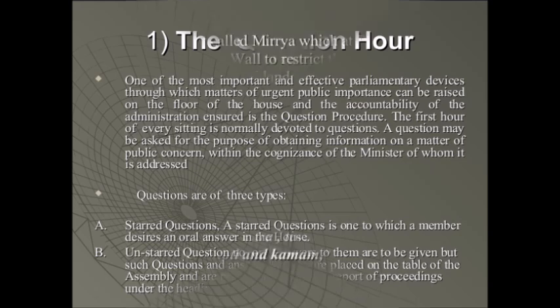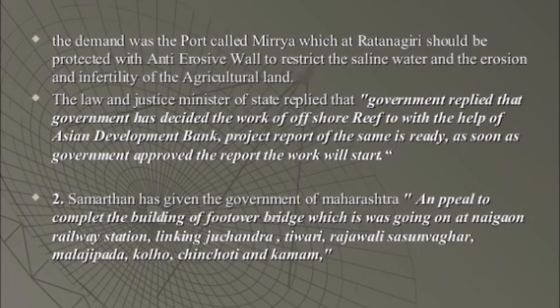The questions are generally addressed to the ministers and are of three categories, viz. starred questions, unstarred questions, and short notice questions. The starred questions are to be answered orally on the floor of the house and are generally distinguished by an asterisk. The answers to starred questions can be followed by supplementary questions by members.